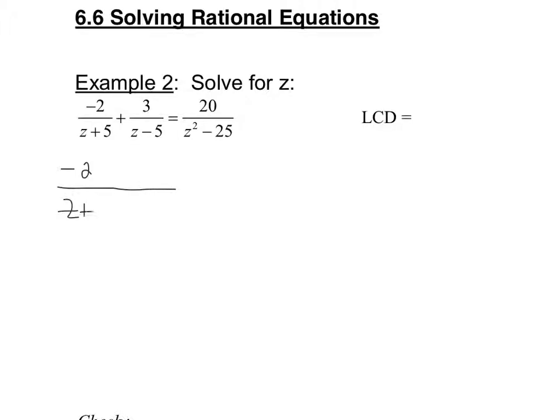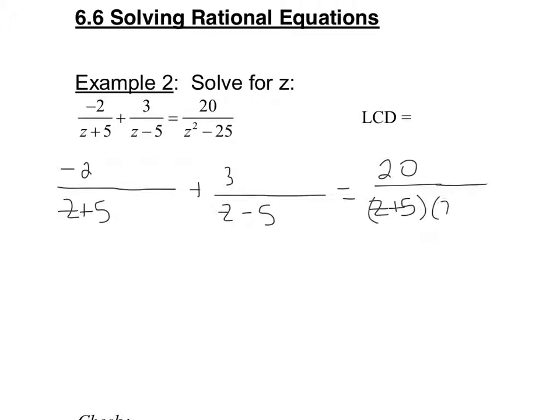And then I have z plus 5, and then plus 3. And then z minus 5 equals 20. That factors into z plus 5, z minus 5. So now this is what you have to say. What's the first missing from the second? Well, it doesn't have the z minus 5. And you should always try to group these together. So I got to go z minus 5, z minus 5.